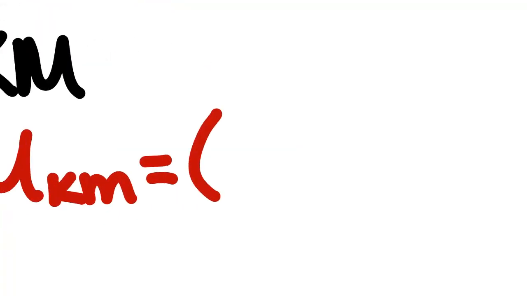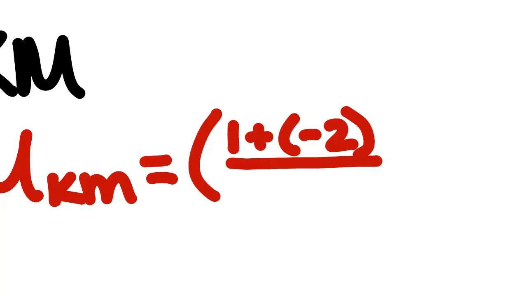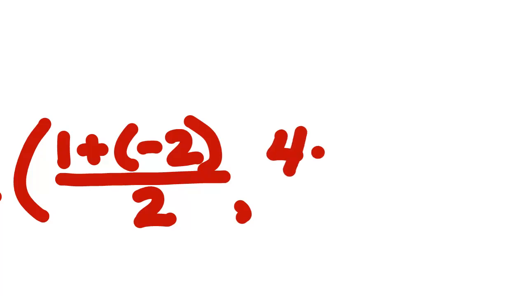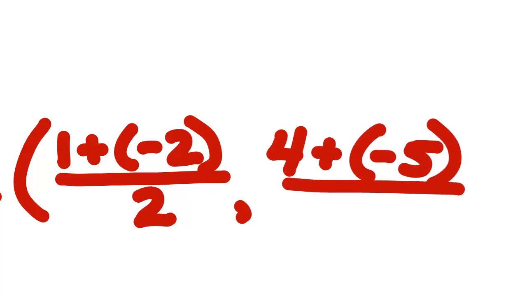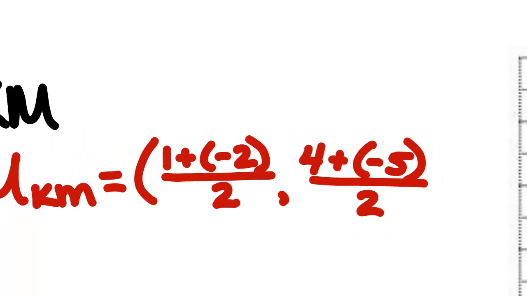All right, so to find the midpoint, we're going to add the x's. My x's are 1 and negative 2. So 1 plus negative 2, and then we're going to divide that by 2. And then we add our y's. 4 plus negative 5. And we divide that by 2.